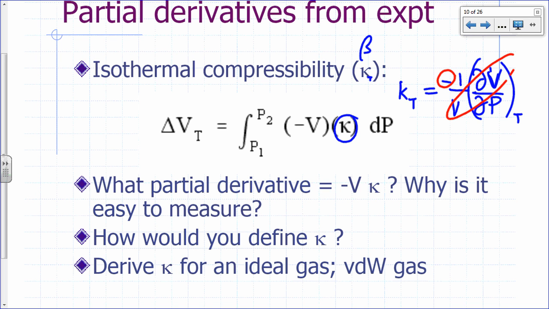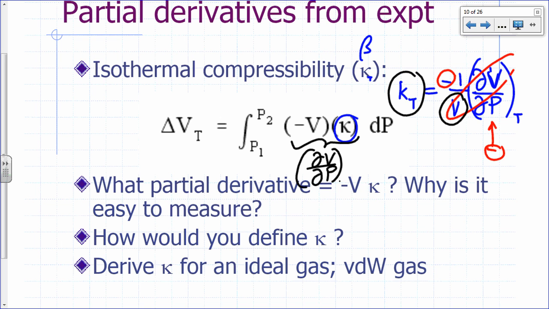But we put a negative in front because we know that if you're going to increase the pressure on your system, what happens to the volume? It shrinks, right? So this derivative right here, we know is going to be negative. And so we put a negative in front of it just so that when we tabulate the values for kappa, they're all just going to be positive numbers. Again, you can see that the negative of the volume times kappa is just going to be the partial derivative of V with respect to pressure at constant temperature.